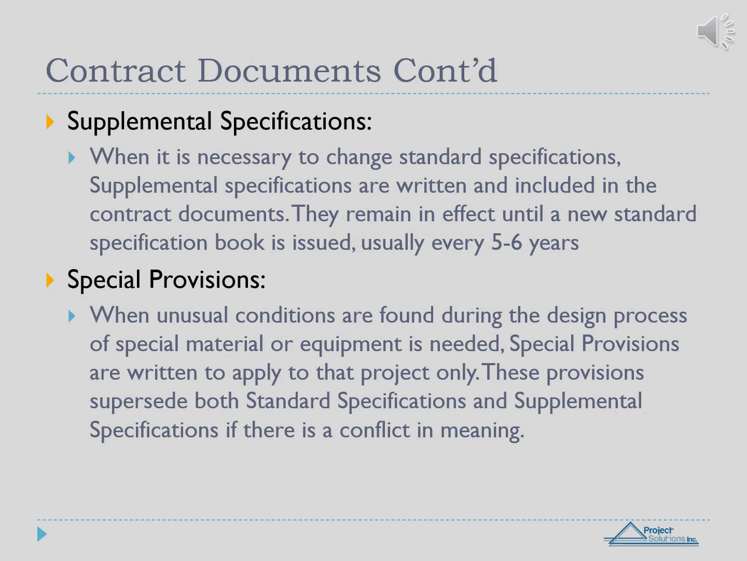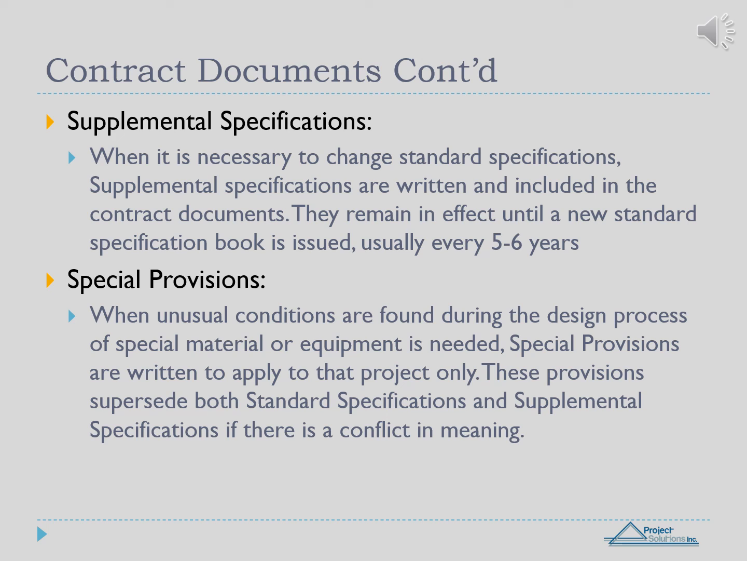Supplemental specifications. When it is necessary to change standard specifications, supplemental specifications are written and included in the contract documents. They remain in effect until a new standard specification book is issued, usually every 5 to 6 years. Special provisions. When unusual conditions are found during the design process or special material or equipment is needed, special provisions are written to apply to that project only.